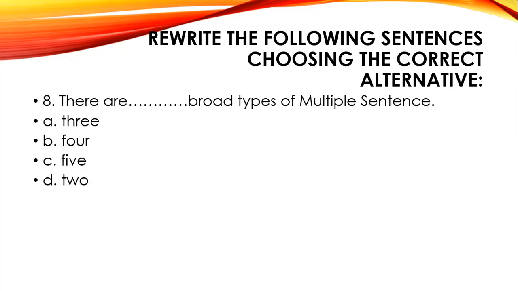Number 8, there are dash dash broad types of multiple sentence. Option A 3, option B 4, option C 5, option D 2. And the correct answer is option D 2. There are two broad types of multiple sentence.